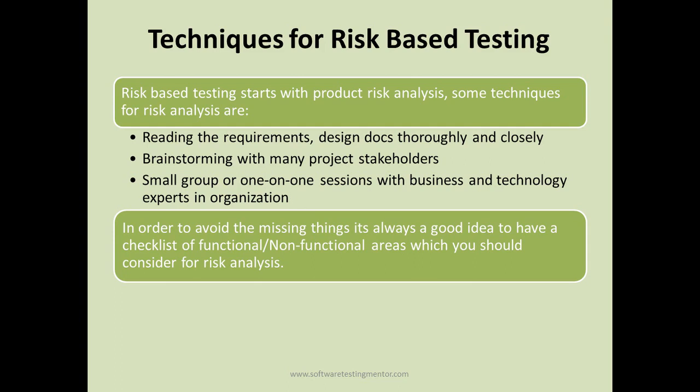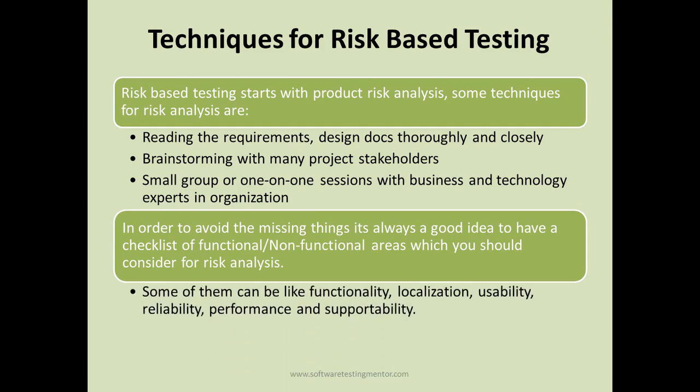So in planning, in risk-based testing, you will first plan a checklist of functional and non-functional areas for the software system that you are delivering. What kind of functional and non-functional areas you need to discuss with different stakeholders and prioritize the risk accordingly or do risk analysis accordingly. Some of them can be functionality, localization, usability, reliability, performance, and supportability. These are some of the functional and non-functional characteristics that you need to have in your checklist before going ahead with the brainstorming session, group discussion, and one-on-one sessions with business and technology experts.